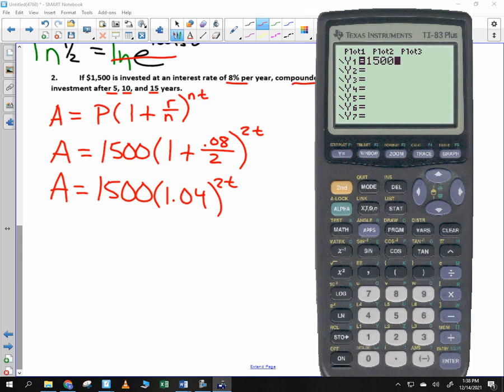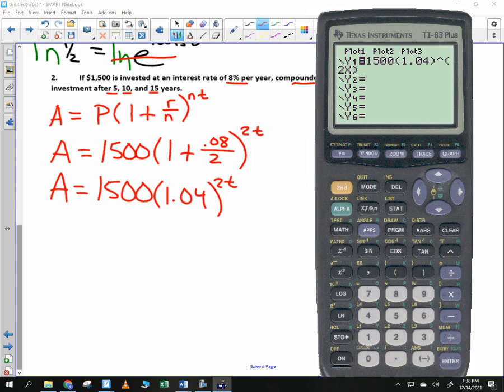1,500, parentheses, 1.04. And I'm going to raise that to, and anytime you have more than one thing in the exponent, you need to make sure you put parentheses around that. So I've got 2t. There we go, and I close the parenthesis.